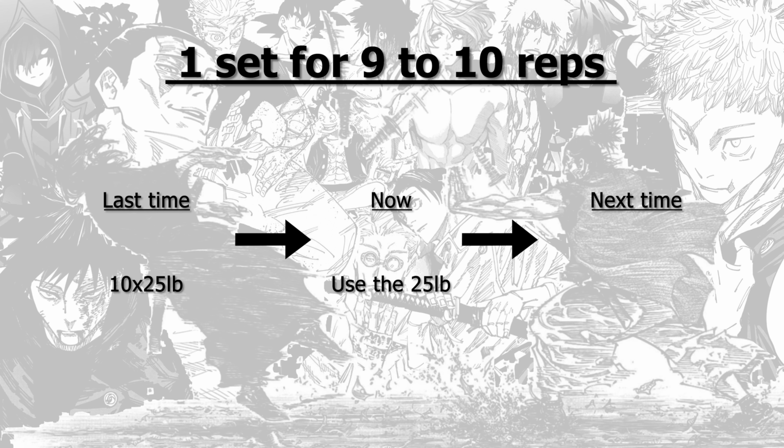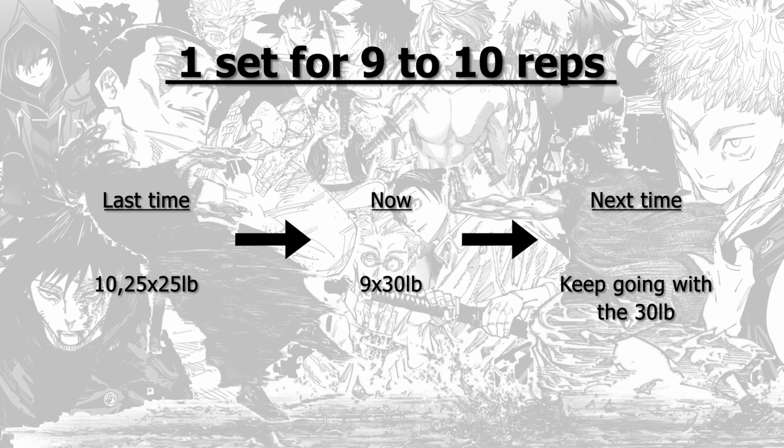Once you exceed the 10 reps, let's say you do 10 reps and a quarter, only then, the next workout you can go heavier to be between 9 and 10 reps. Let's say you did 9 reps with 30 pounds. So you keep going with the 30 pounds until you exceed the 10 reps threshold. This is how I do it, and this is how many people do it.